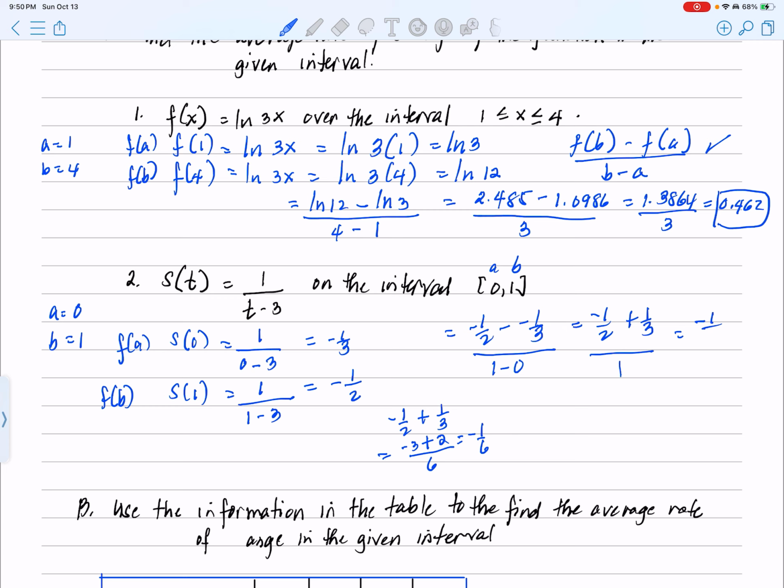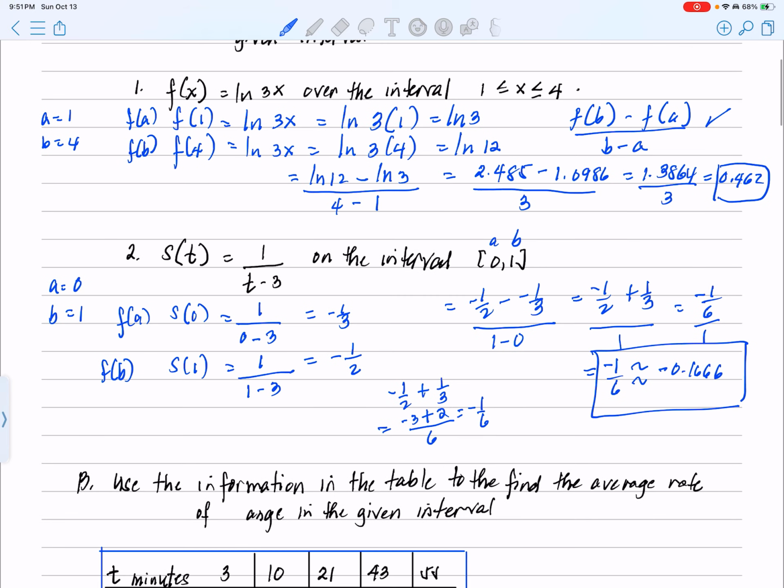Negative 1 over 6 divided by 1. So our rate of change is negative 1 over 6. In terms of decimal, you can approximate that to negative 0.1666. And this would be your rate of change.